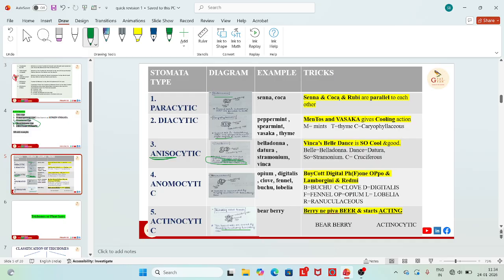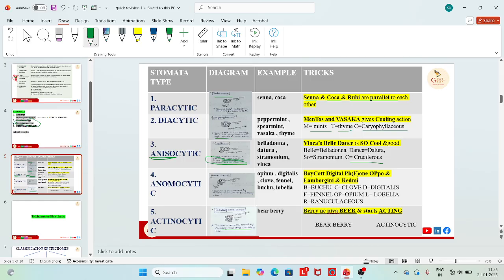For the example, Senna and Coca and Ruby are parallel to each other. So Senna and Coca are the examples for the rubiaceous stomata, and they are parallel. Guard cells are parallel to the subsidiary cells. Mints and tos is thyme. Vasaka gives cooling action. Cooling is the caryophyllaceous or diacytic. Vinca's belly dance is so cool and good. Vinca, belly is belladonna, dance is datura, so is stramonium, and cool is cruciferous.